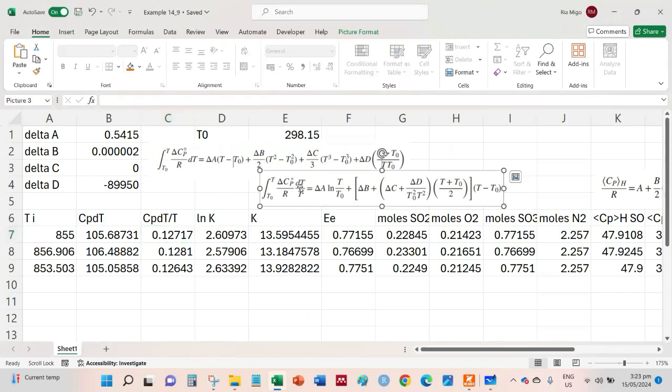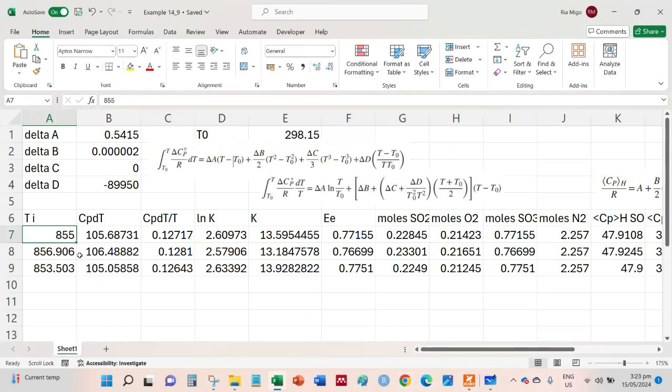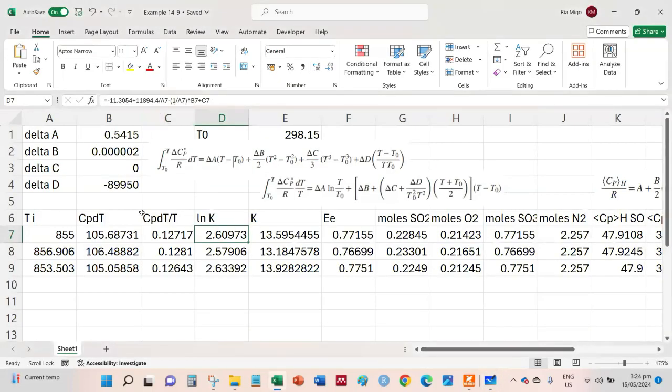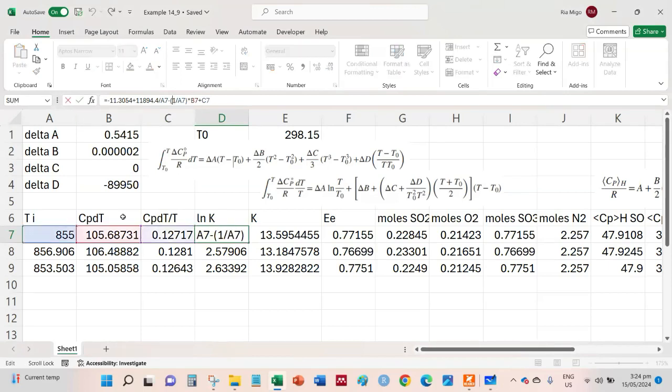Using this equation right here. Again, this is a review of example 4. But because we have an assumed temperature, it's easier, we can solve CPDT and CPDT over T. We can solve the integral. So next is we solve for ln K, okay, using this equation. We're going to need the CPDT and CPDT over T evaluation.